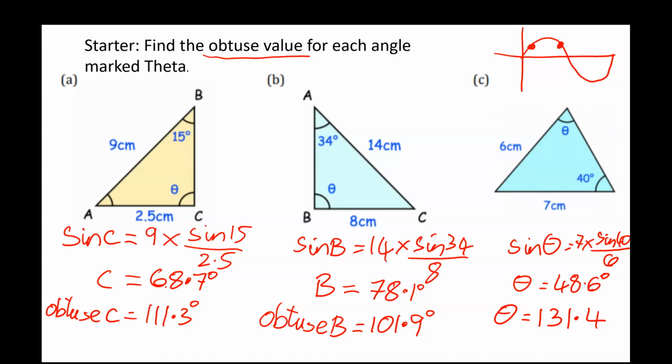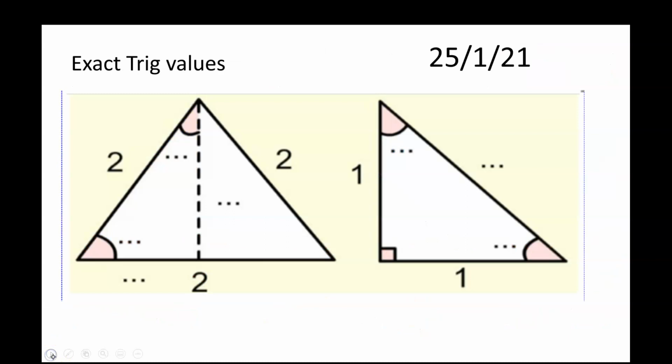Okay, so just pulling in what we learned last week with our sine rule, just to work out if we're asked for an obtuse angle. Now what we're doing today is exact trig values. They do come up on the non-calculator paper, but they're also really useful to know and learn for when you go on to do A-level. Hopefully you're going to do A-level maths.